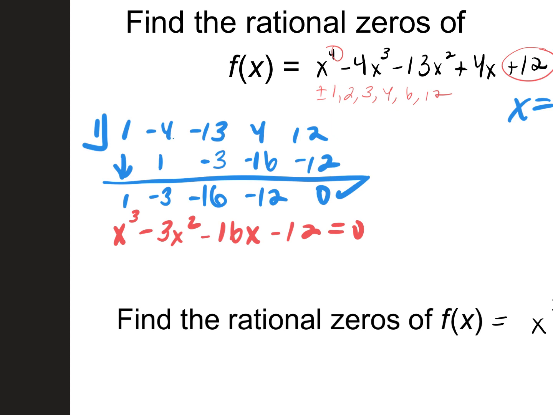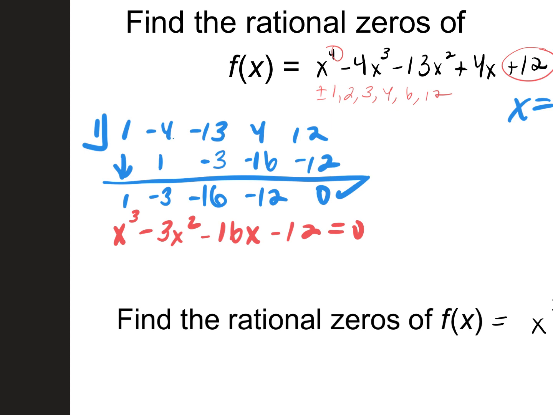What can I take out of X cubed and X squared? X squared, I'm left with X minus 3. Can I take anything out of negative 16 and negative 12? That's going to leave me with X minus 3. No. Ugh, so what does that mean we have to do? We got to do synthetic division again, and that's okay.